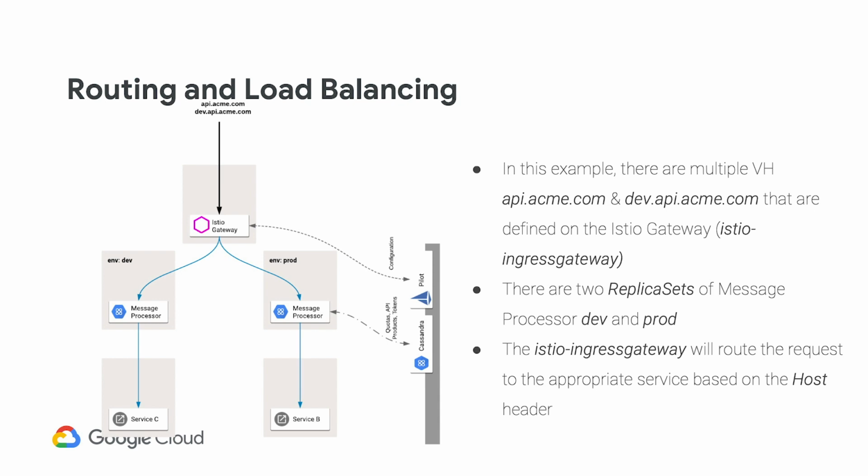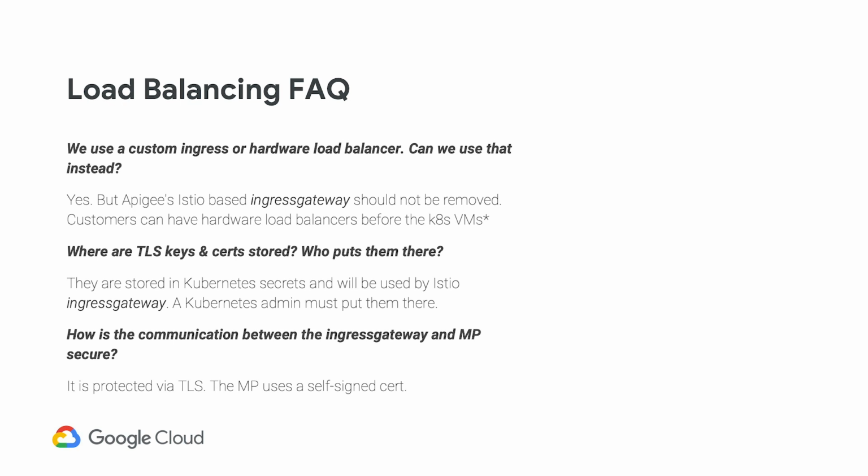A question I get asked a lot is, hey, I'm not using Istio as my ingress, I'm using something else. What happens? Well, first off, to be pedantic, Istio doesn't use the ingress notation. It uses a gateway notation, so it's not really an ingress from that perspective, but feel free to add something else on top of the Istio ingress, like an F5 load balancer or something else, but the Istio ingress is a part of the Apigee install. We control it, and we need that to be there to be able to do some of this intelligent load balancing that we do.